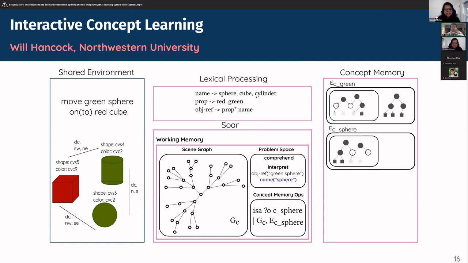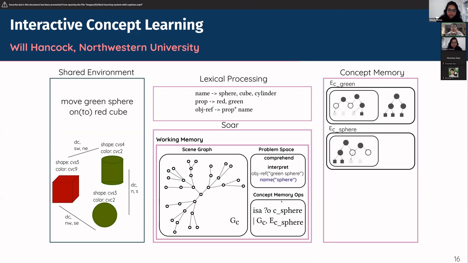Okay. In any case, you have information coming from the lexical processing part. You have information from what the scene looks like. And the problem that the system is trying to solve is, well, I have to interpret green sphere. That means I have to focus my attention on this right object, which translates to, okay, which part of my graph here actually corresponds to this object reference, right? This is the problem that the agent has to solve.